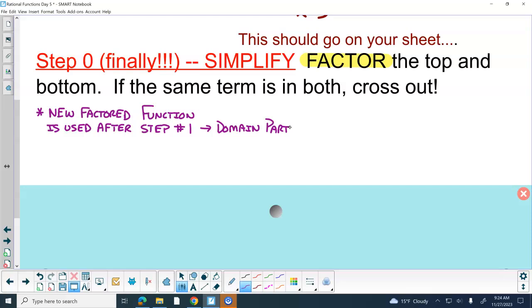So for vertical asymptotes, you would use your new function. For horizontal asymptotes, you would use your new function. X and Y intercepts, new function. Step 5, which we're going to get today, new function. Step 6, which we're going to get on Thursday, new function. Step 7, extra points, new function. So the only thing that you use the original function for is finding the domain. So then after that, we use our new function.